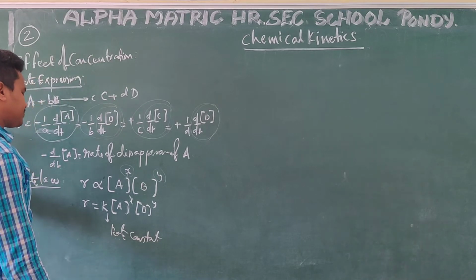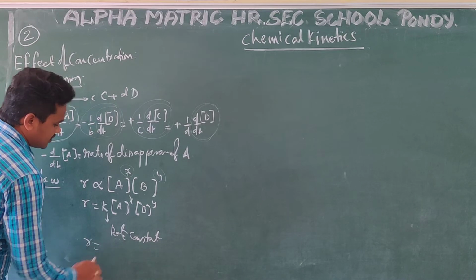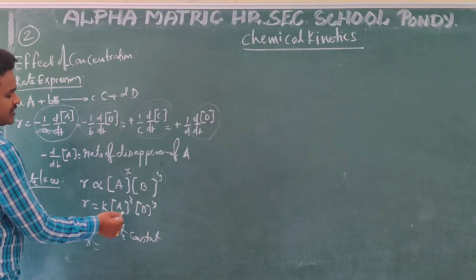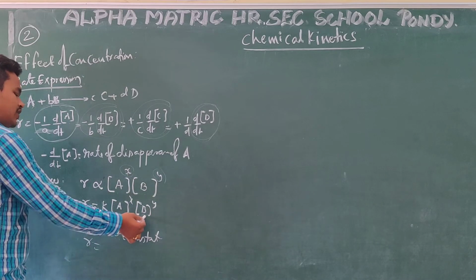Rate constant, how can you define it? For example, R is equal to, if the concentrations of the reactants become 1 and 1, for example, this is 1, then what is that?